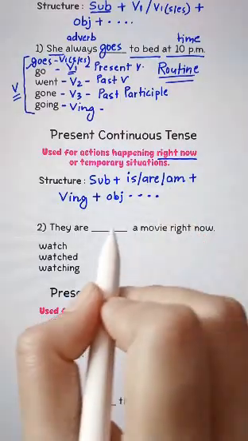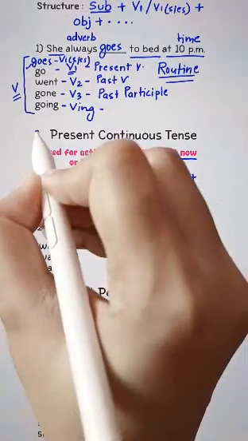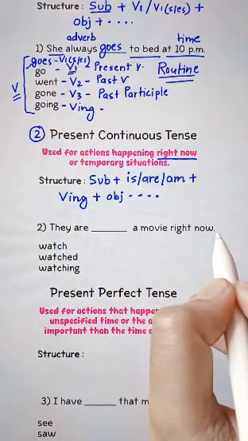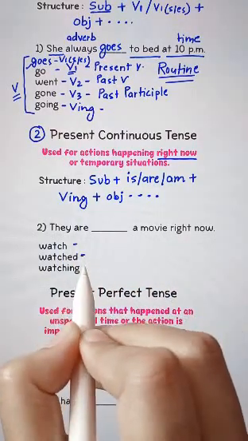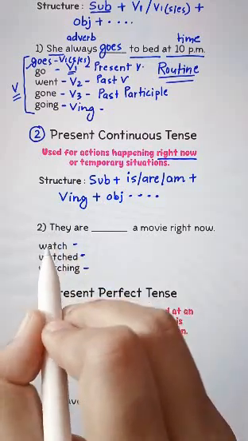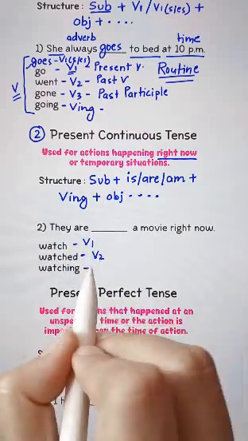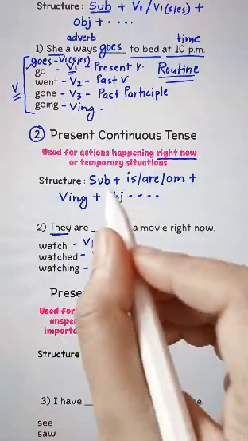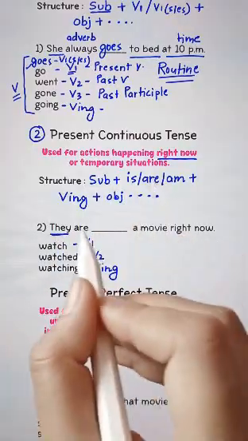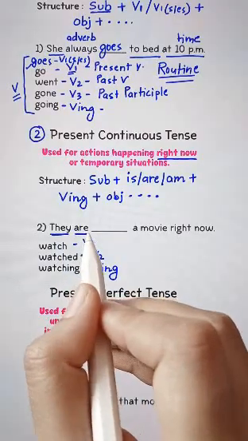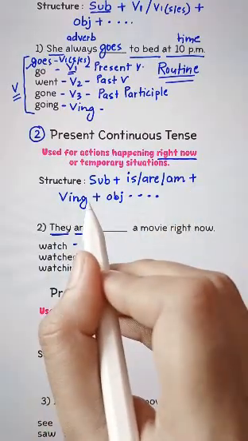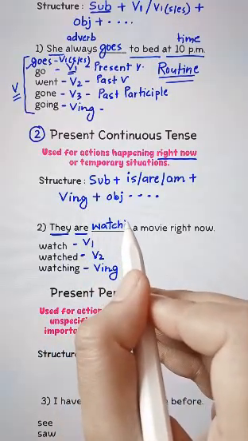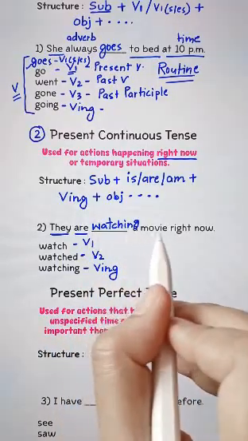Now, let's see the quiz for the second tense, present continuous tense. They are blank a movie right now. Watch, watched, or watching. Watch is verb 1, watched is verb 2, and watching is the ing form of the verb. We have they as the subject. They takes are, they are, plus the ing form of the verb. They are watching a movie right now.